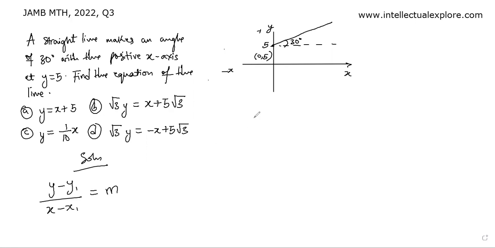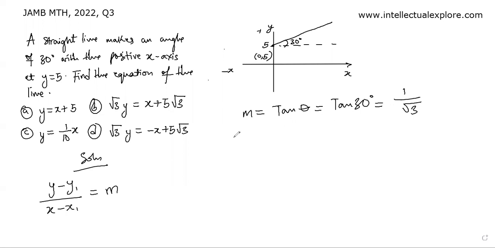And then our gradient. How do we get our gradient? You know that gradient m can also be gotten by saying tan theta, where theta is the angle that the straight line makes with the x-axis. And so tan theta will give you what? The gradient. And we know our theta is 30, so that will be tan 30 degrees. And tan 30 degrees is 1 over root 3. It's a special angle.